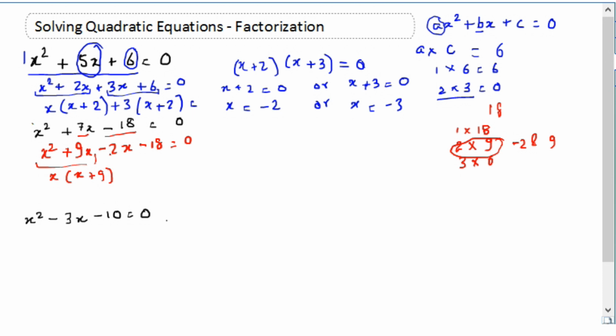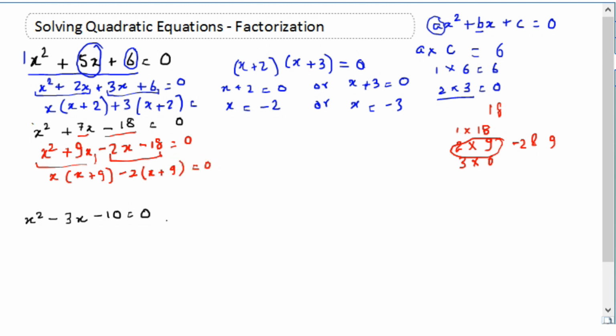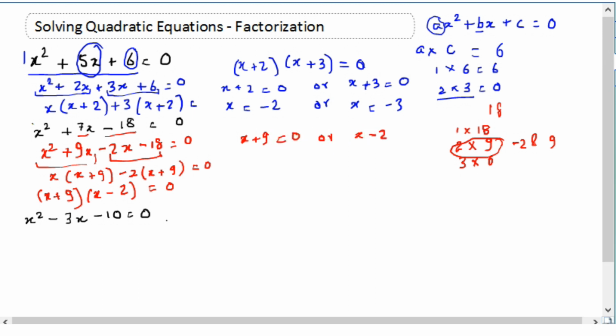and out of these two terms we are taking negative 2 as common, and we get x plus 9 again is equal to 0, and x plus 9 is common in both these terms, and what we are left with is x minus 2. So we can see here that if the product of these two numbers is 0, then that means either x plus 9 is equal to 0 or x minus 2 is equal to 0.